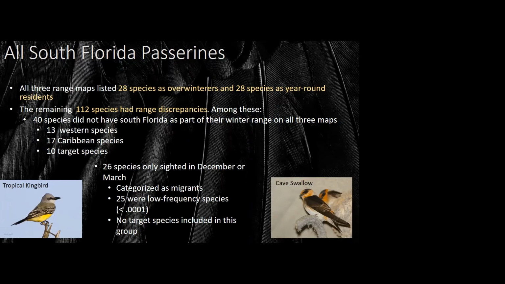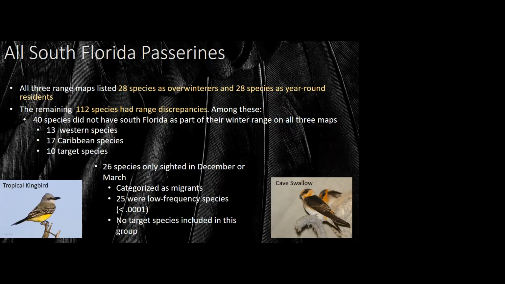So one expert drawn range map said that they were present down here during a particular time of year. The other one disagreed. Some of them said they weren't here at all. 40 species did not have South Florida as part of their winter range on all 3 maps. 13 of these are Western species, 17 of these are Caribbean species, and 10 of those were my target species.